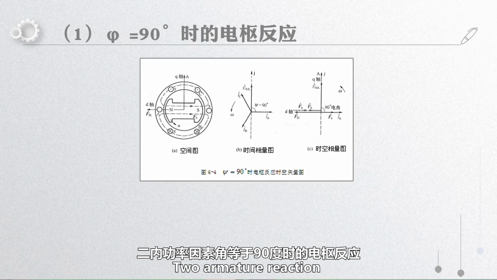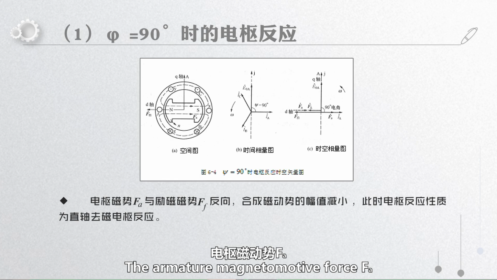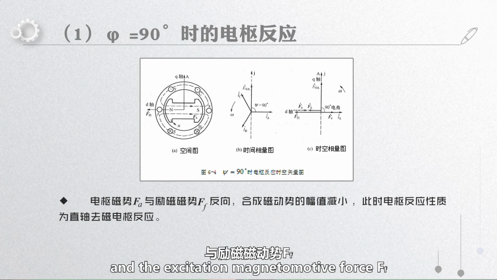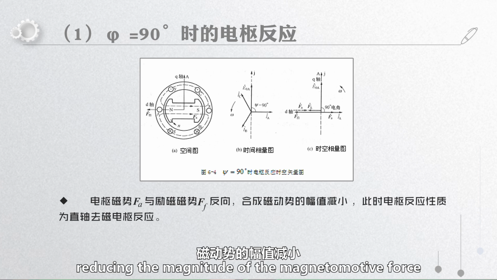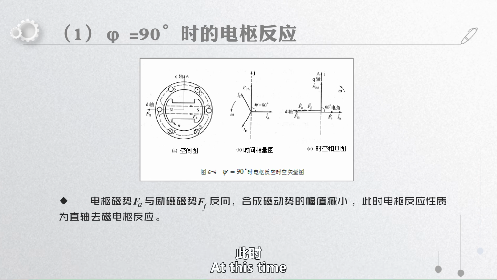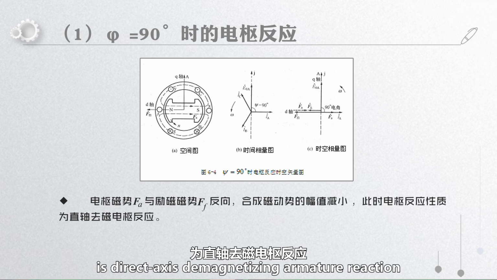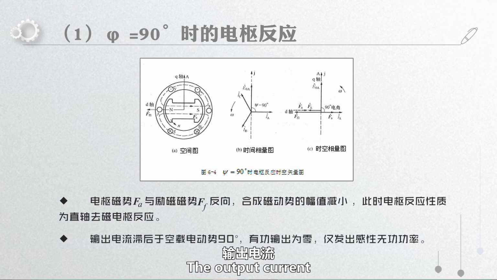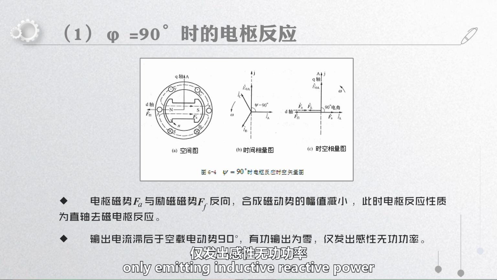2. Armature reaction when the internal power factor angle is 90 degrees. The armature magnetomotive force, Fa, and the excitation magnetomotive force, Ff, combine in opposite directions, reducing the magnitude of the magnetomotive force. At this time, the nature of the armature reaction is direct axis demagnetizing armature reaction. The output current lags behind the no-load electromotive force by 90 degrees. The active output is zero, only emitting inductive reactive power.